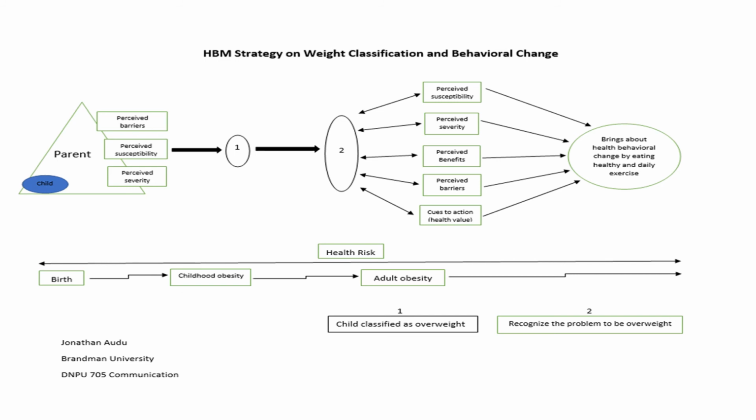Then, using the five components of the health belief model, when these five components are put into place, it brings about the change in behavior and the child adapts to healthy eating and also daily exercise. If this is not taken care of, the child from birth down to childhood and adulthood will be at risk of obesity.